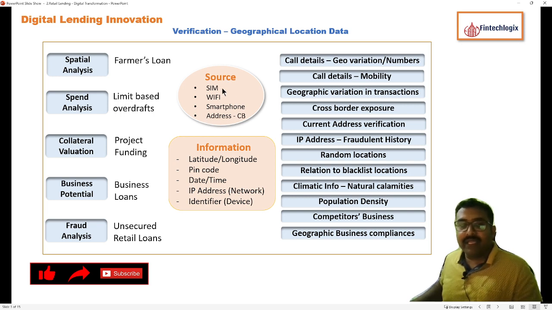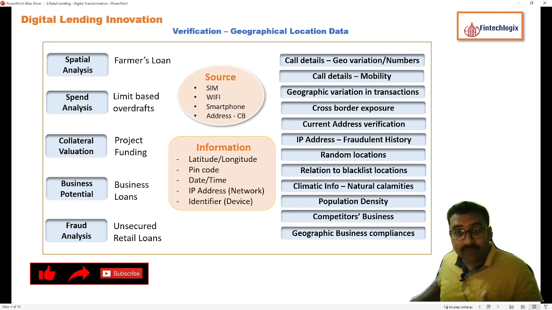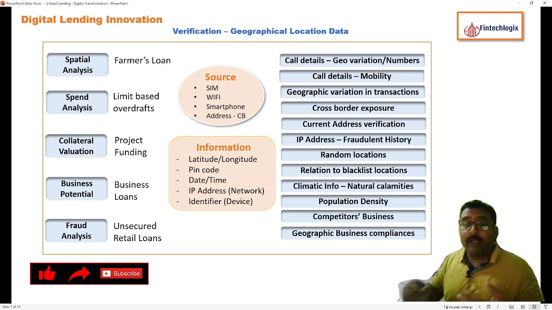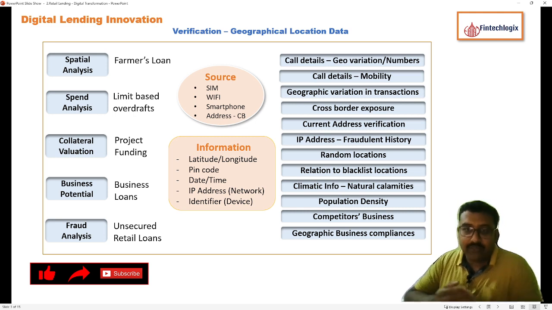Primarily, location data is collected from the SIM of mobile phones, and from Wi-Fi, the connection to which the phone, your web device or your laptop is connected, and from smartphones. This is specifically about the PIN information, the IMEI numbers, etc. And then there is the address that we get from your credit bureau data, so that location is also used. Primarily all these are used as your location source.